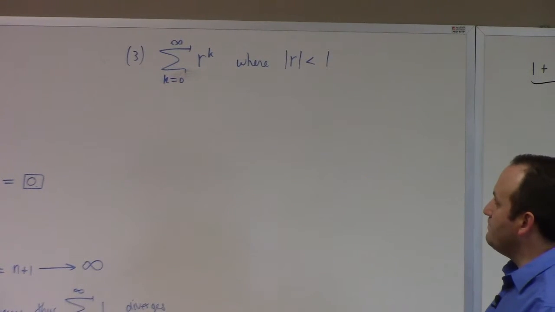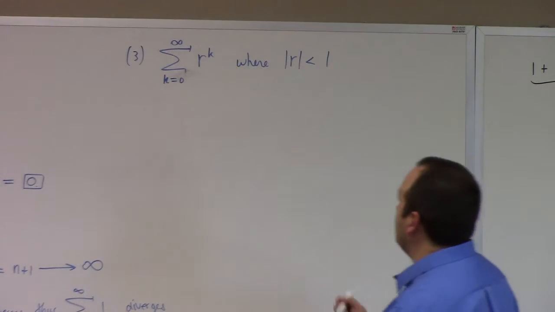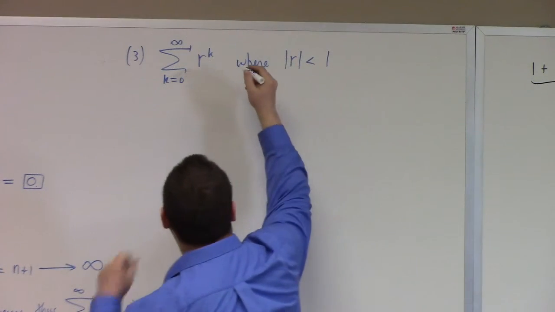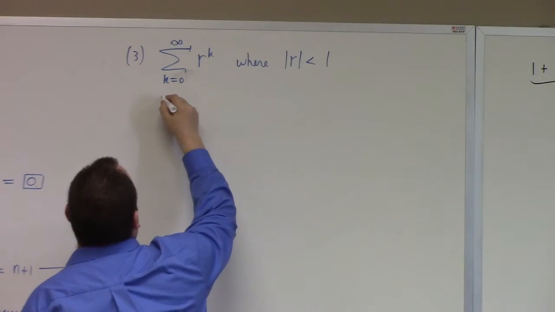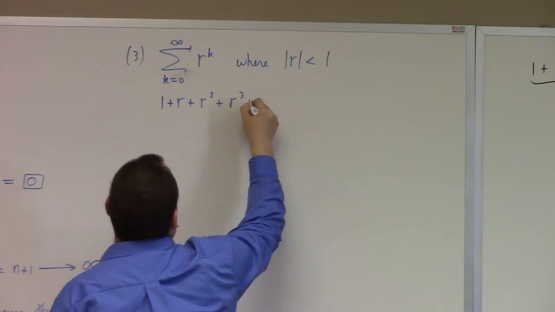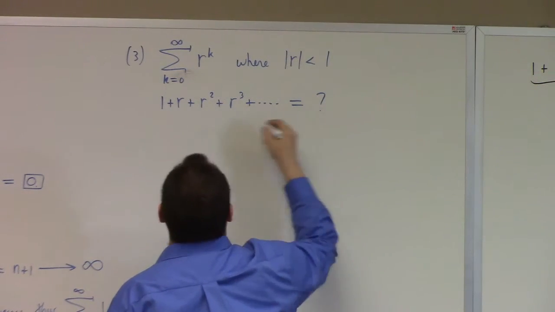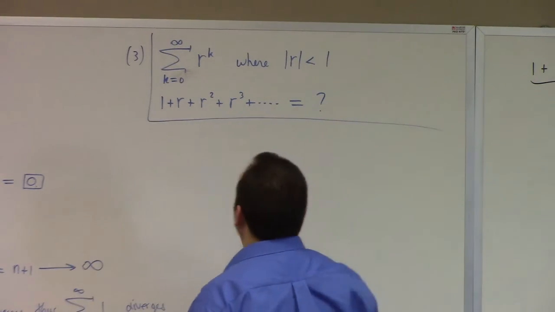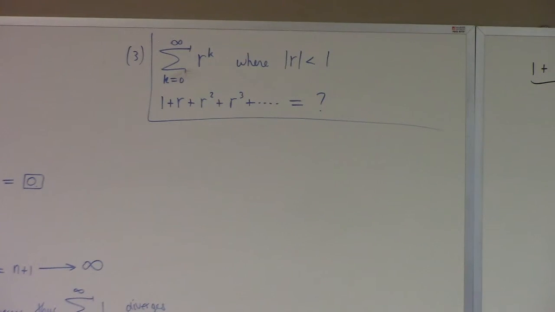Now, let me just take a second here and write this out in the other notation. In other words, this is 1 plus r squared plus r cubed plus dot dot dot equals what? So what do we have to do? The only thing we can do at the moment is try to calculate the nth partial sum, right? And then take the limit as n goes to infinity to see if the series converges or diverges. All right?